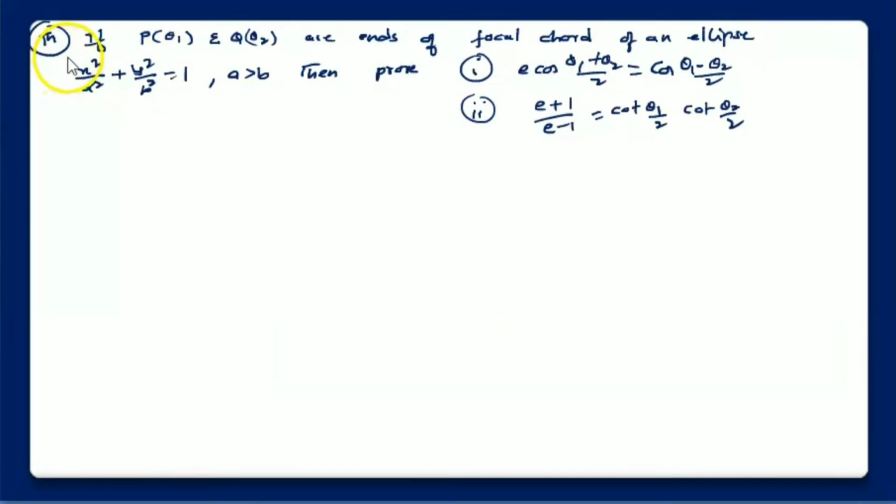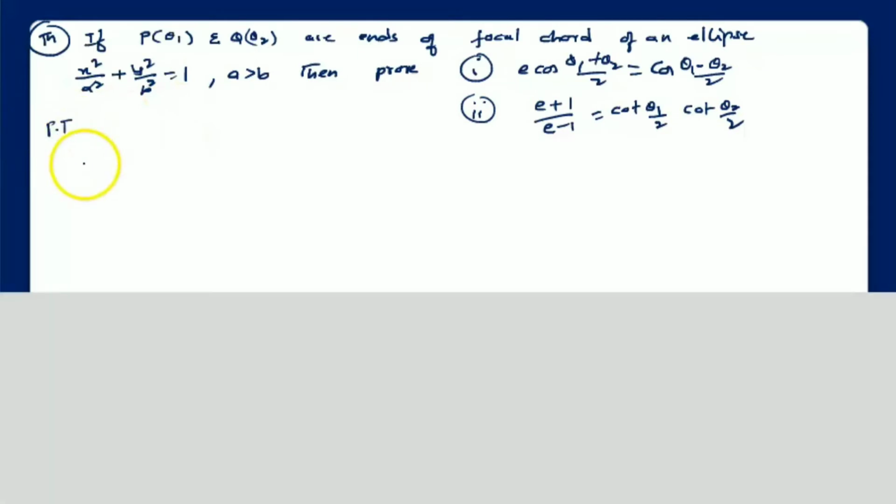P theta 1 and Q theta 2 are the ends of a focal chord of an ellipse x square by a square plus y square by b square is equal to 1 for a greater than b. Then prove e cos (theta 1 plus theta 2) by 2 is equal to cos of (theta 1 minus theta 2) by 2. And the second one is (e plus 1) by (e minus 1) is equal to cot of theta 1 by 2 cot of theta 2 by 2. So here we are going to prove the theorem like this one, right? All right.